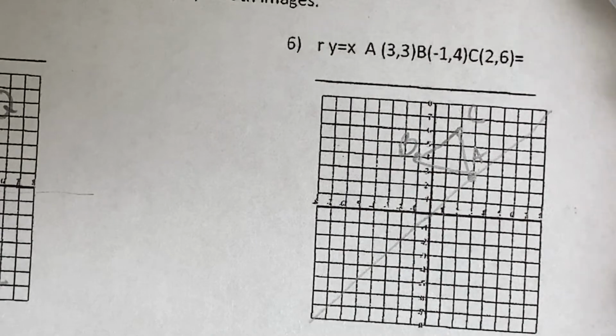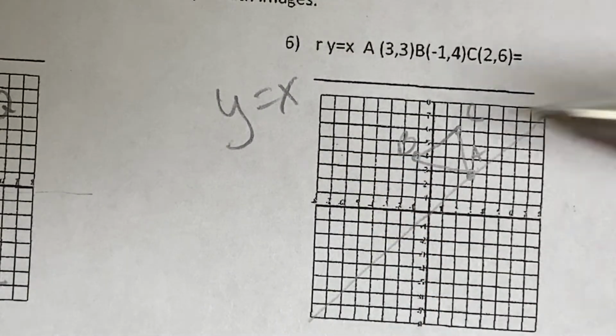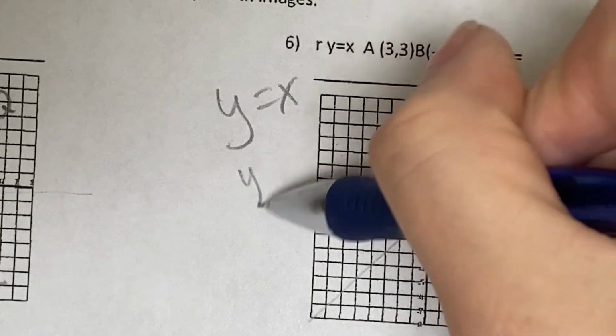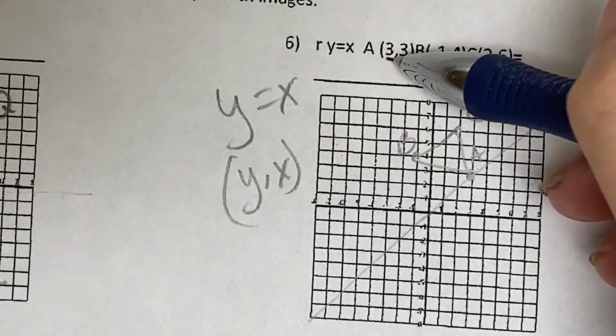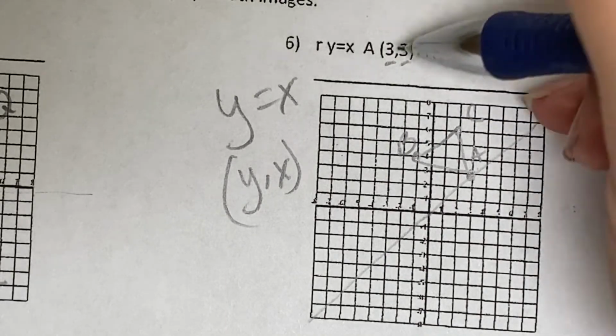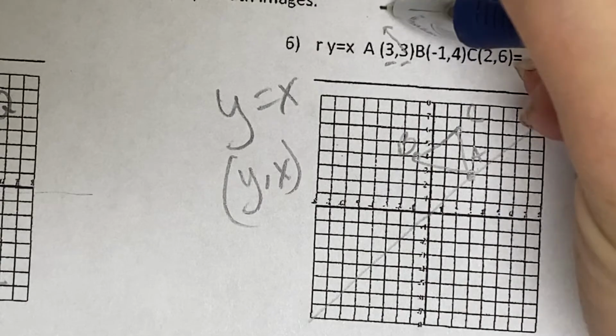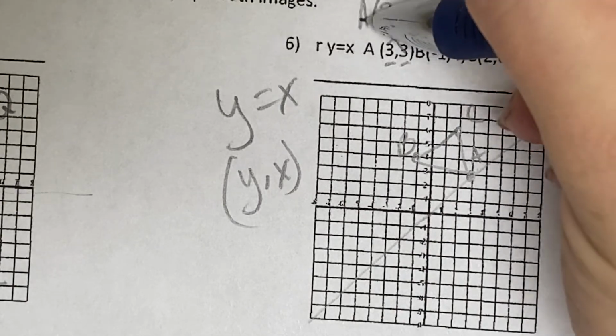reflecting over y equals x, if you have y equals x as the line that you are going to reflect over, you're going to change your coordinates to be y, x. So usually we know that we have the x coordinate and the y coordinate, but we're going to flip them. So A, this 3 goes in the front, this 3 goes in the back, and that would be my A prime coordinate.